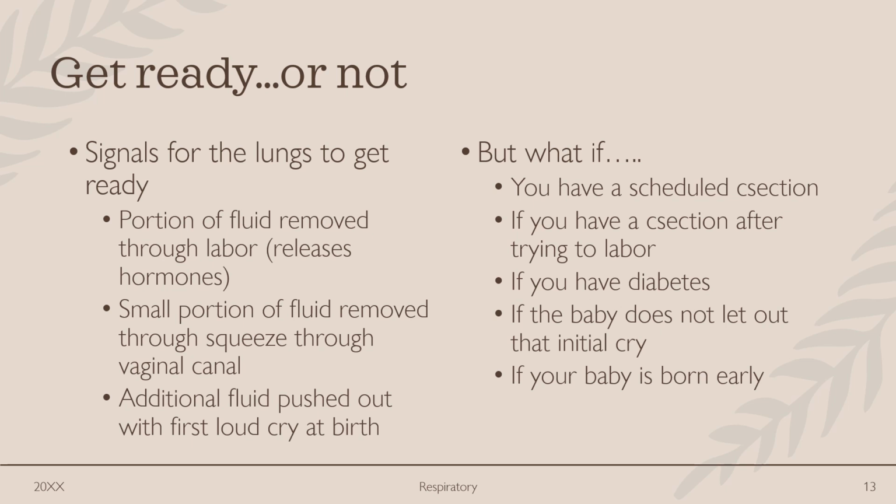Moms who have gestational diabetes, their lungs don't mature as quickly, so we have a delayed lung maturity in those babies. What happens if the baby doesn't let out a good initial first cry? Prematurity, surfactant deficiency. We don't have our adequate amount of surfactant in our lungs.